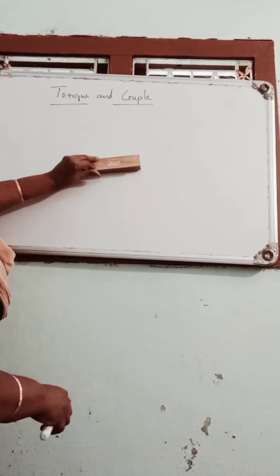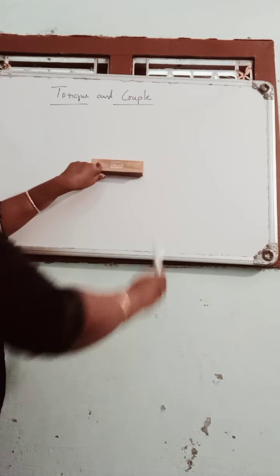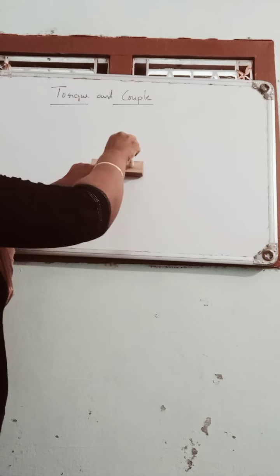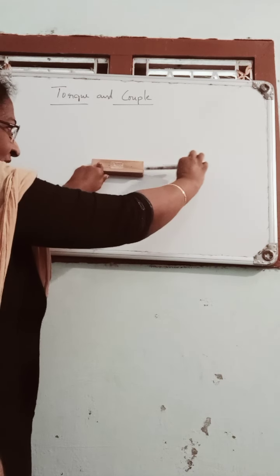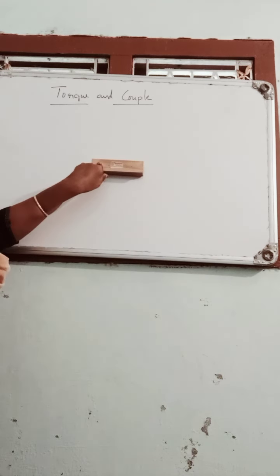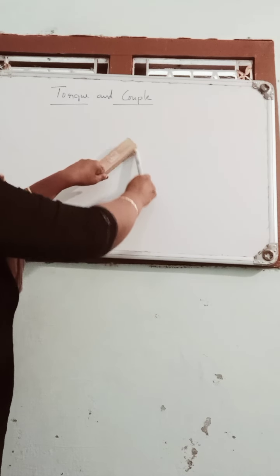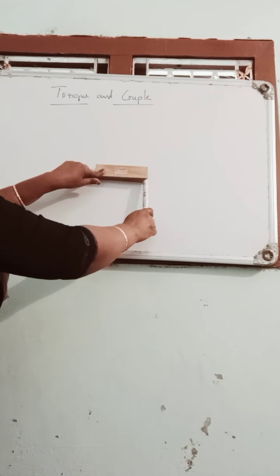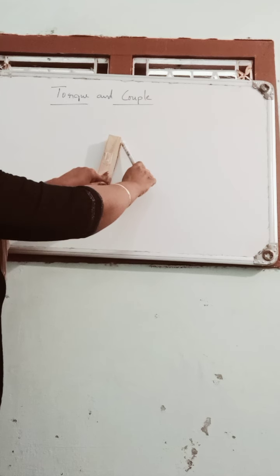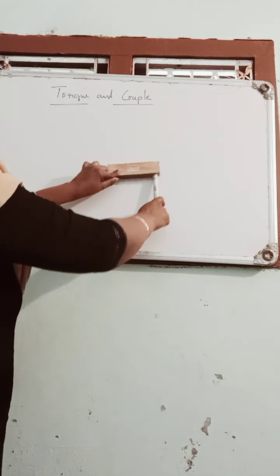Consider a rigid body. Fix this rigid body at a point. Apply some force. If I am applying a perpendicular force like this or like this, there is no turning effect. If you apply some tangential force, this tangential force causes rotation in this rigid body. Then we can say that this rigid body experiences torque.